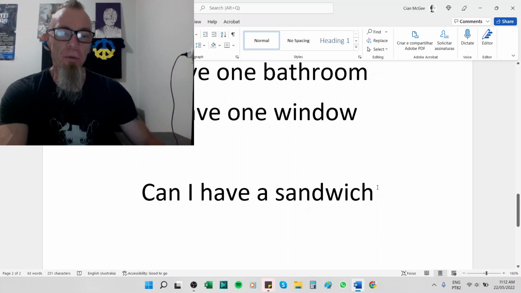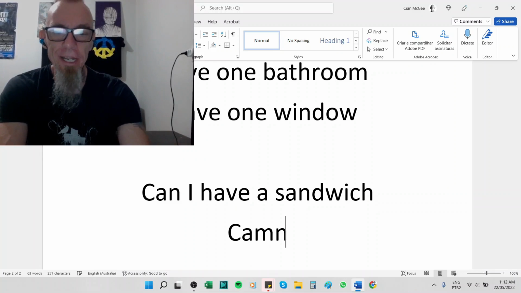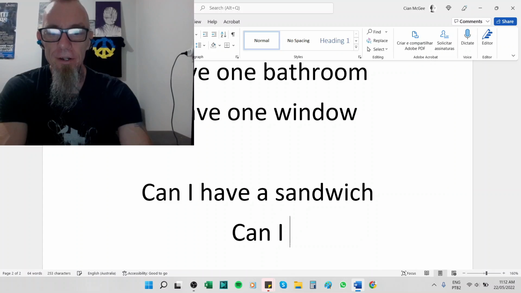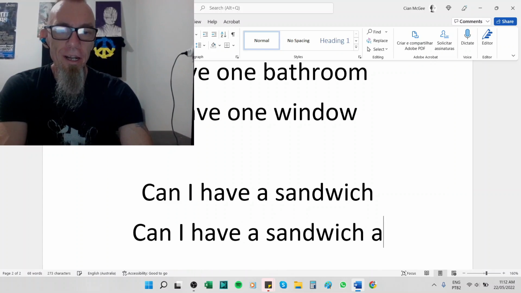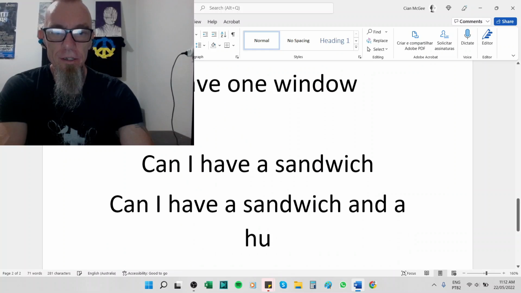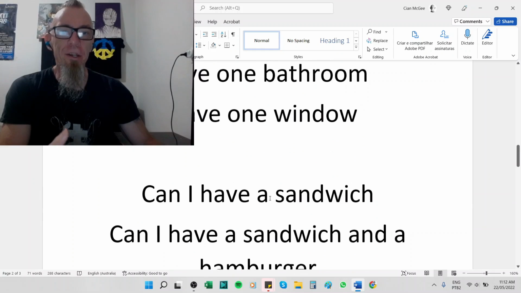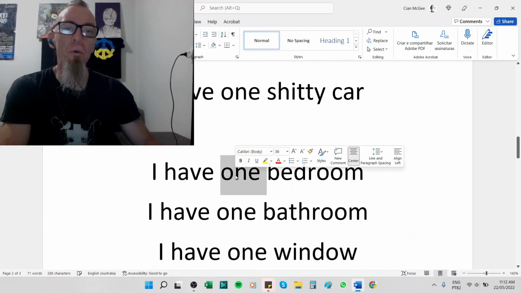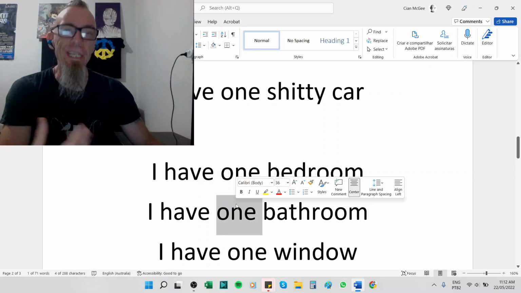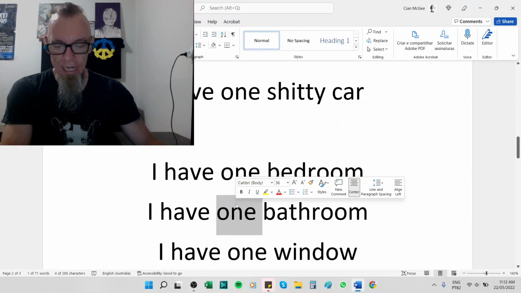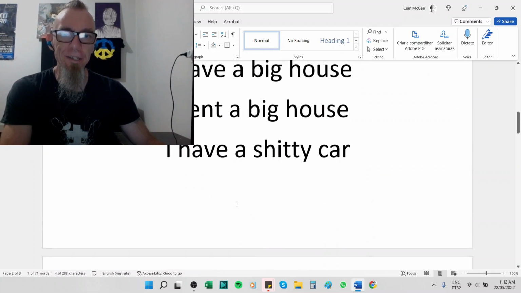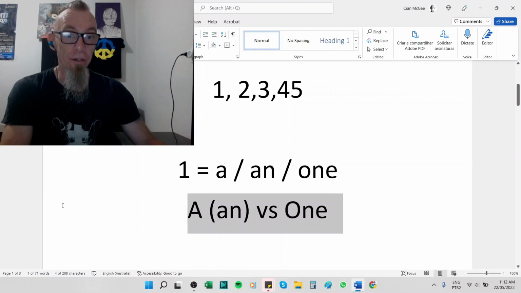In this case you would, because if you're going to order separate things, you would say, can I have a sandwich and a hamburger? We're just referring to the object. So we only really use one when it's necessary to be specific for that thing itself. Okay, so that's looking at one.